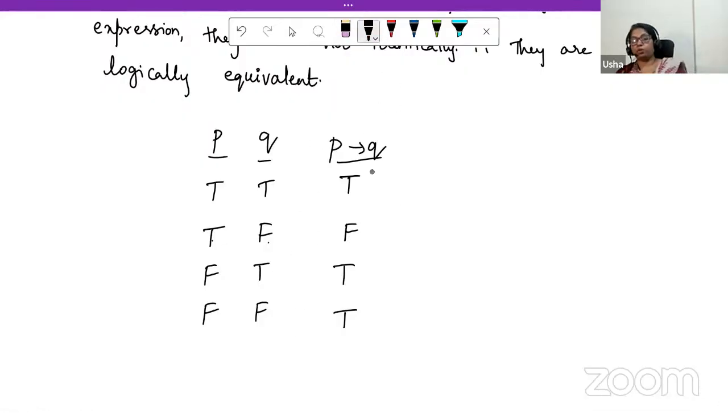So if P then Q, it is false only when first one is true and second one is false. So if first one is false, whether second one is true or false, output will be true only. So I'm writing it directly. Only if first one is true, I'll check what is second one. If second one is false, output is false. Otherwise, it is true. Okay, this is if P then Q. Hope Santosh, you have understood.